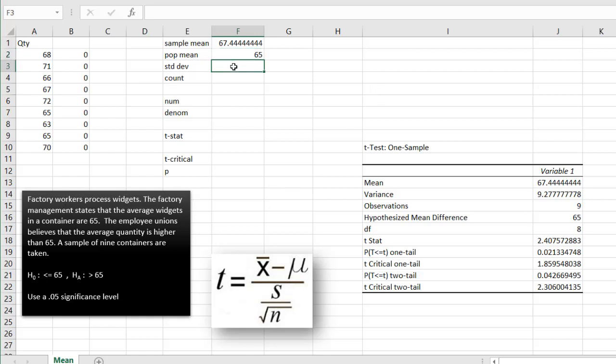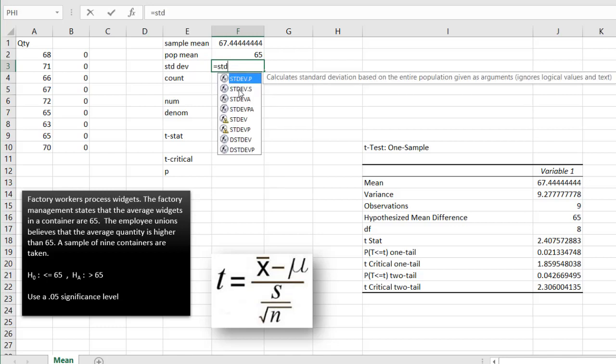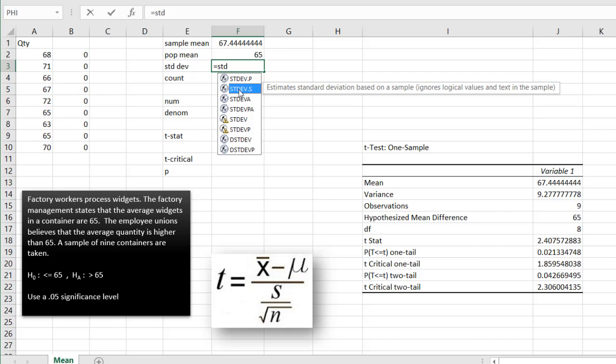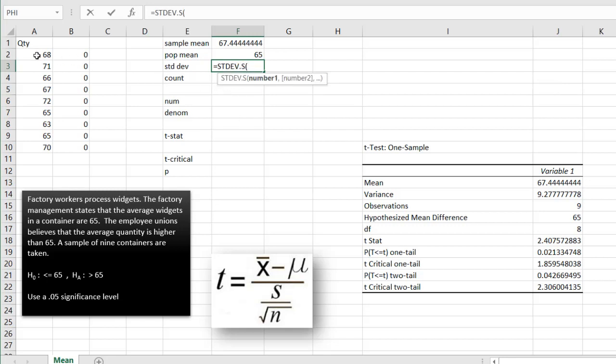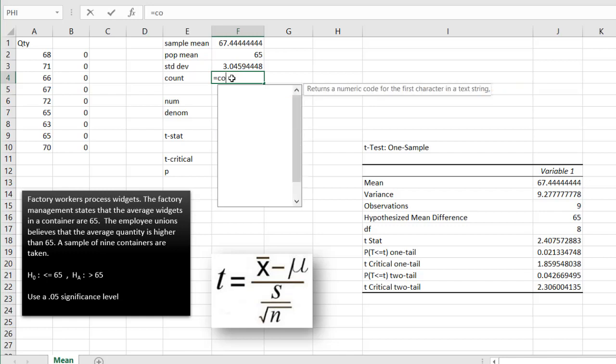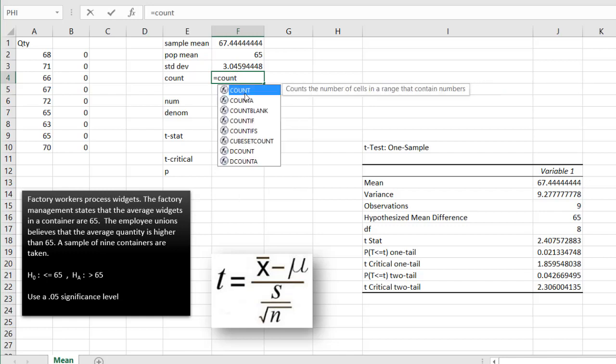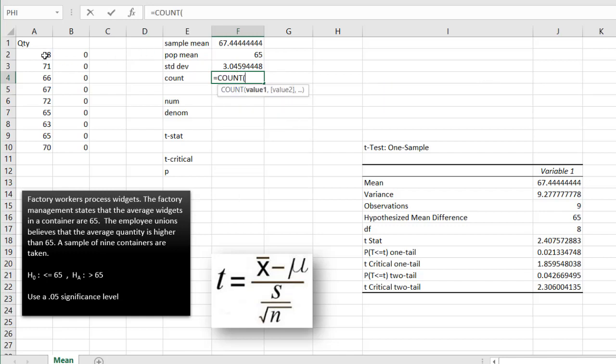Our standard deviation, we're going to use the standard deviation function. This is a sample, so we're going to use STDEV.S. Tab that and select our numbers here. Press enter, and we've got 3.04. And our count, we can just use the count function, count the cells that contain numbers here. Of course, that's going to be 9.